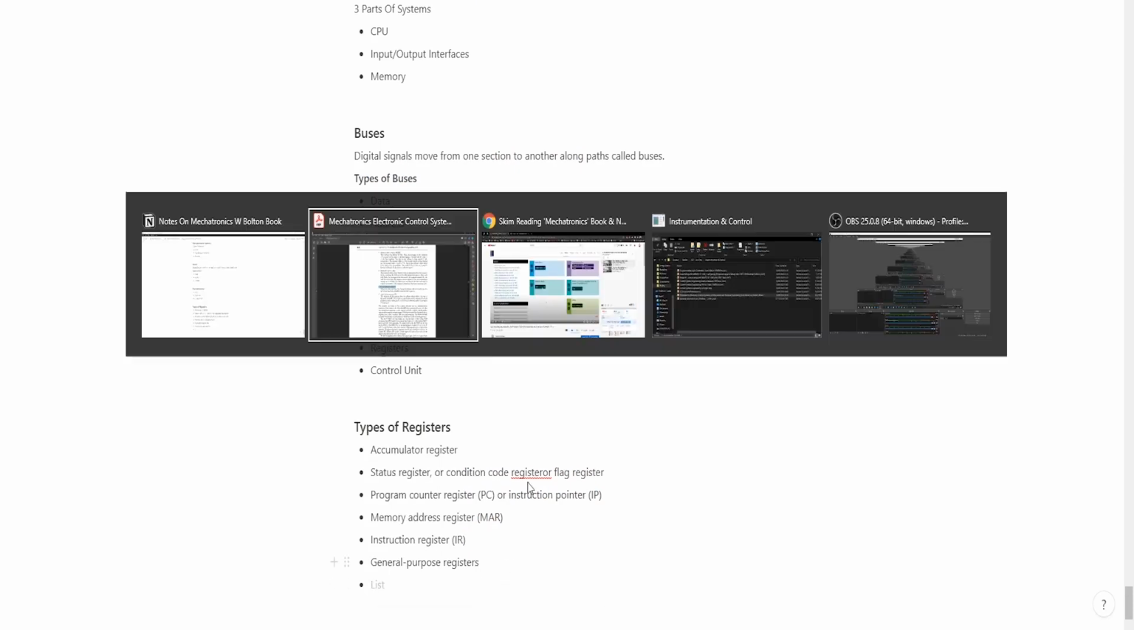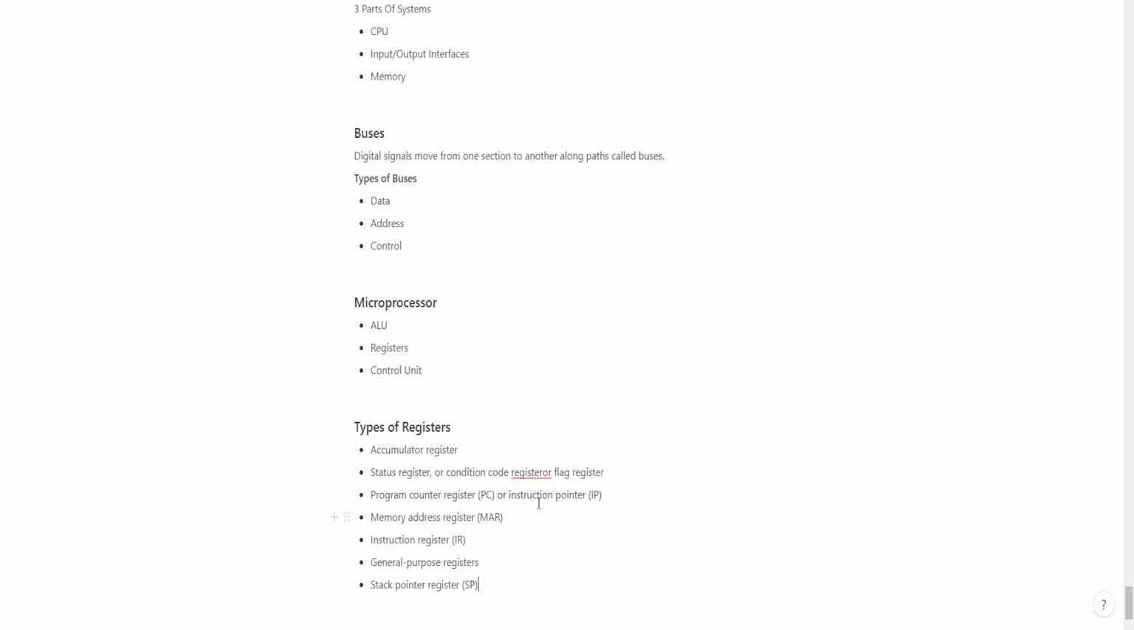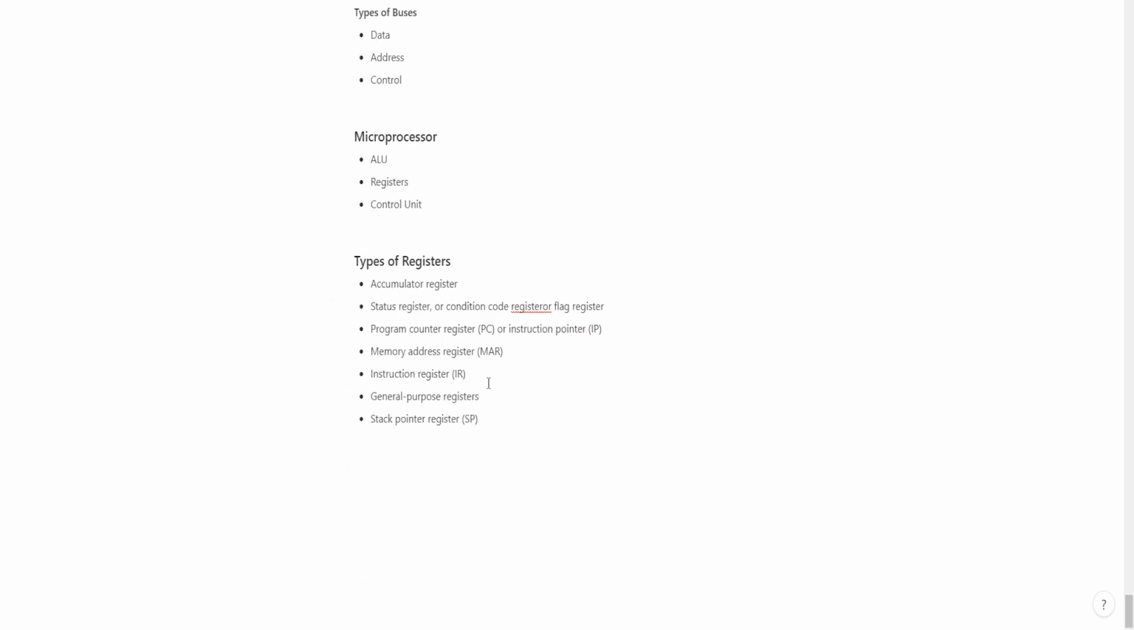General purpose registers and stack pointer registers. So what are they? Accumulator register, status register, program counter register, memory address register, instruction register, general purpose registers, and stack pointer register. I actually have a decent idea of what each one of these are.